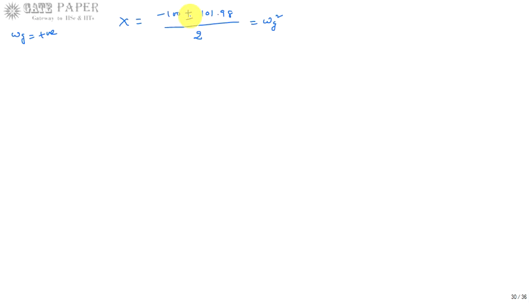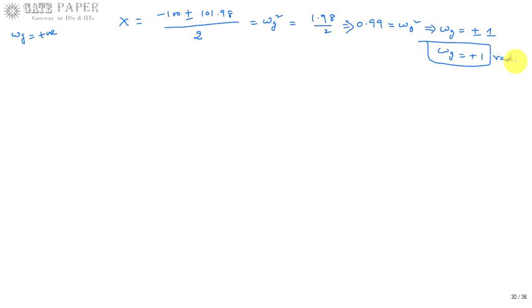When do we get the positive sign? If you take plus 101.98, it can be written as 101.98 minus 100, which is 1.98 divided by 2, that is 0.99. That is equal to omega G square. Taking the square root on both sides, we get plus or minus 1. Since omega G is positive, you must consider omega G equal to plus 1 only. So omega G is 1 radian per second.